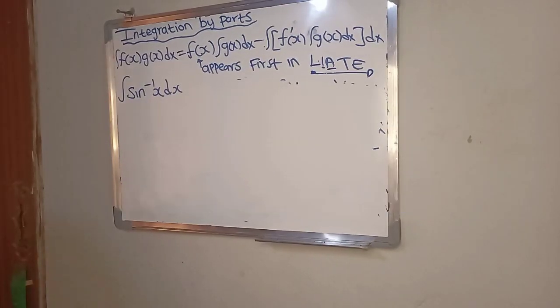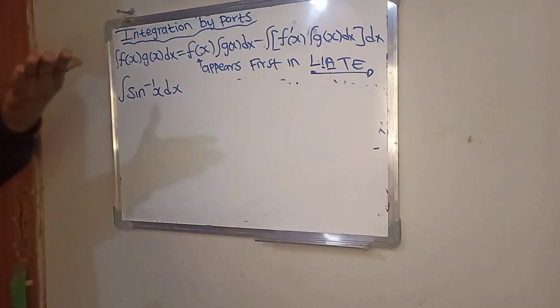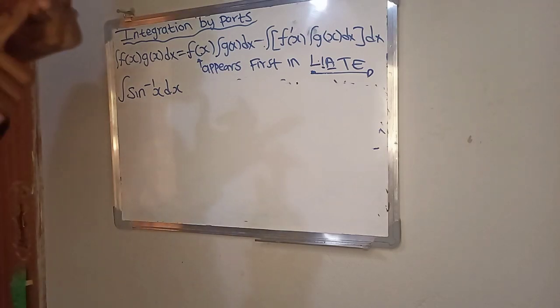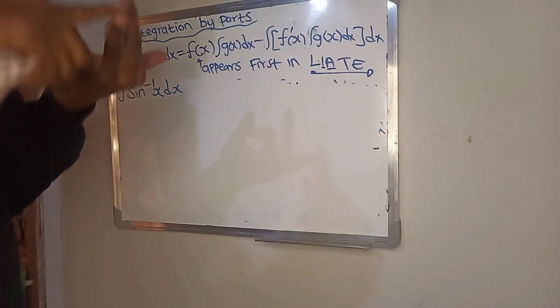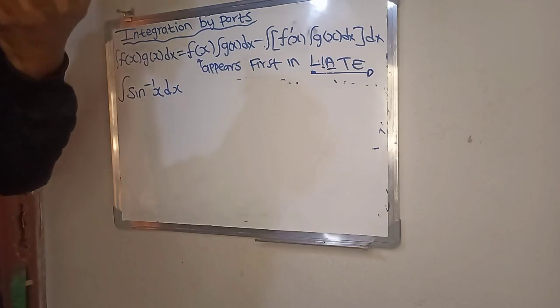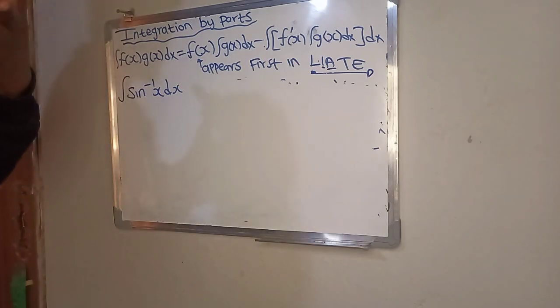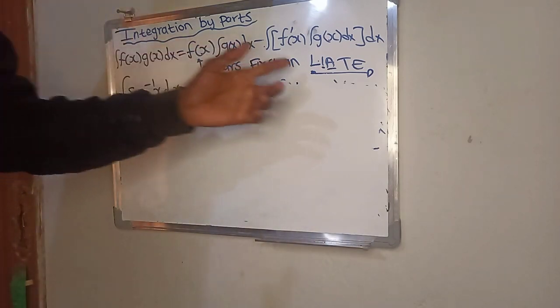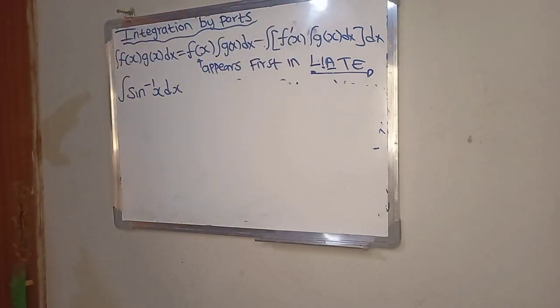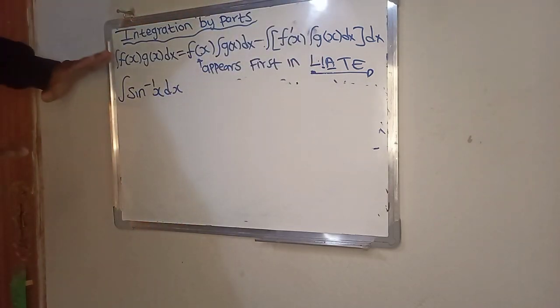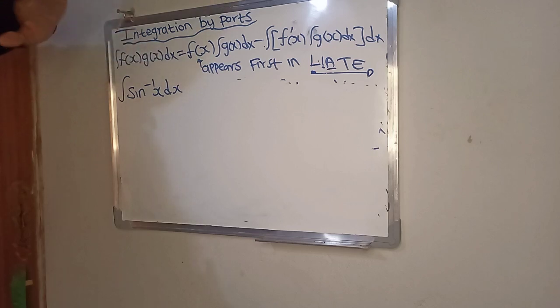When dealing with the integral of the product of two functions, we apply integration by parts. So we have 5 forms that we'll be dealing with: the logarithmic, the inverse, the algebraic, the trigonometric, and the exponential, abbreviated LIATE. So we are integrating a function of the form f(x) g(x) dx.